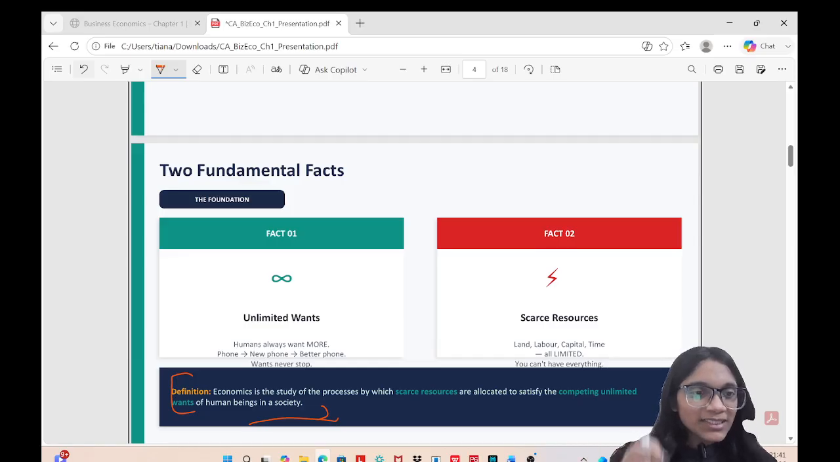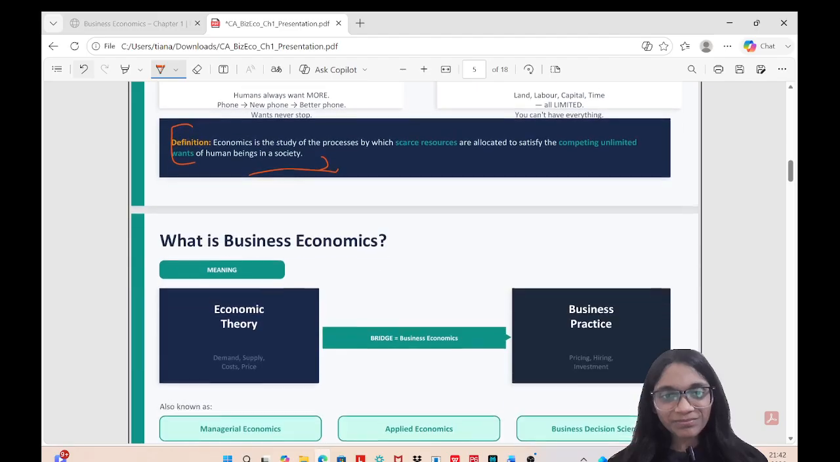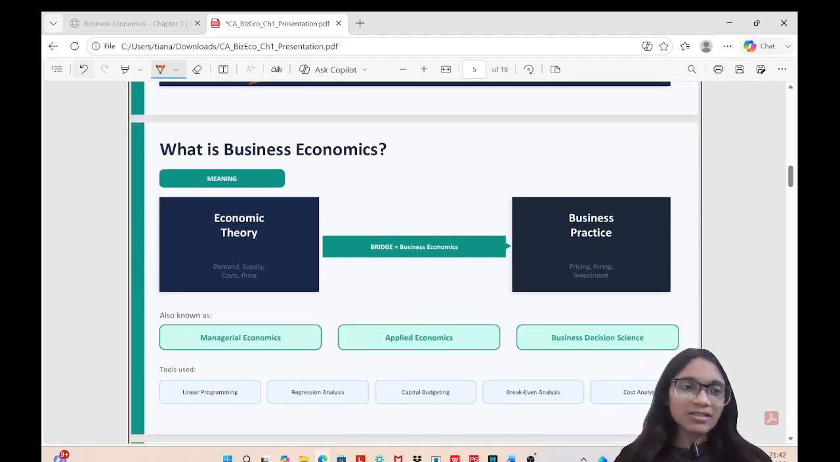That's nothing but how do I use these economic theories to make better decisions? That's nothing but how do I use these scarce resources to fulfill my unlimited wants? That's what economics is all about. Two fundamental facts. So, what is business economics?